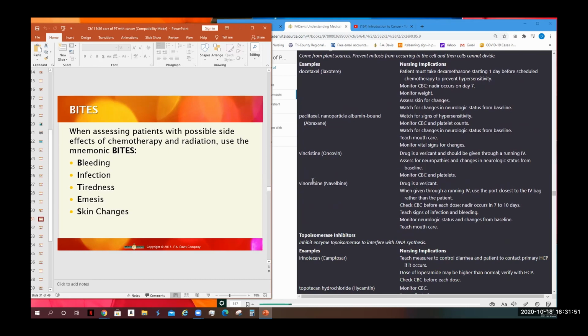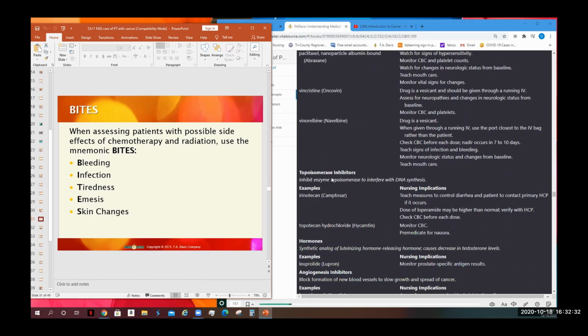There's also vinorelbine, also called Navelbine. The drug is a vesicant. When given through a running IV, use the port closest to the IV bag rather than the patient. Check CBC before each dose, and nadir occurs in 7 to 10 days. Teach signs of infection and bleeding. Monitor neurologic status and changes from baseline. Teach mouth care.